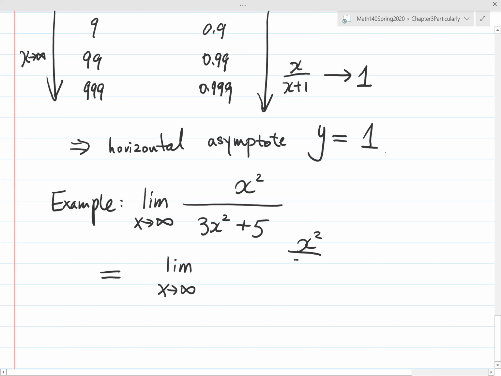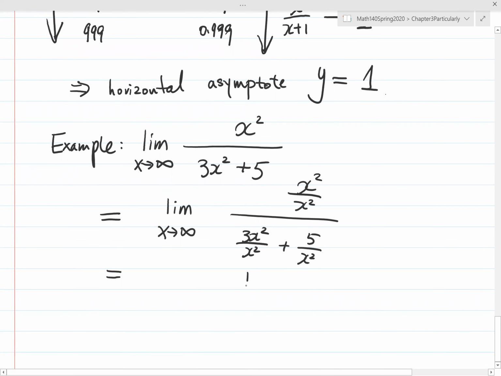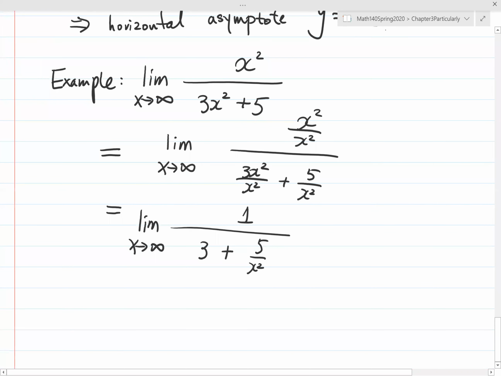x squared divided by x squared, 3x squared divided by x squared, 5 divided by x squared. Then x squared divided by x squared is 1, and 3x squared divided by x squared is 3. And then use limit laws. This is 1 over 3 plus limit as x approaches infinity of 5 over x squared.